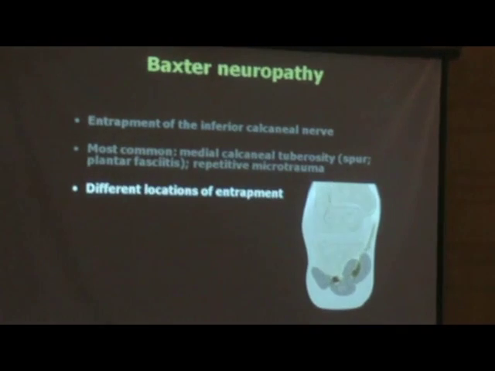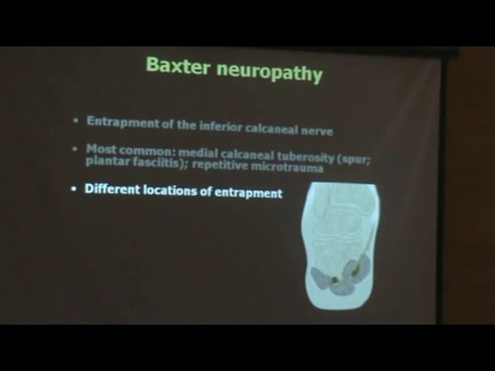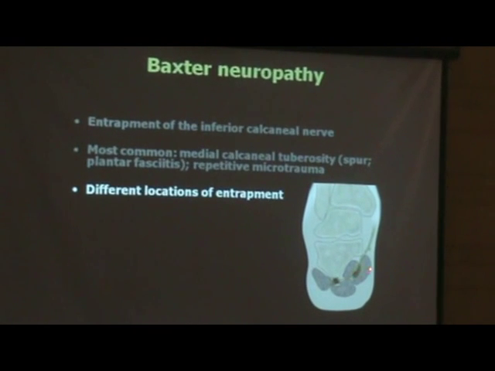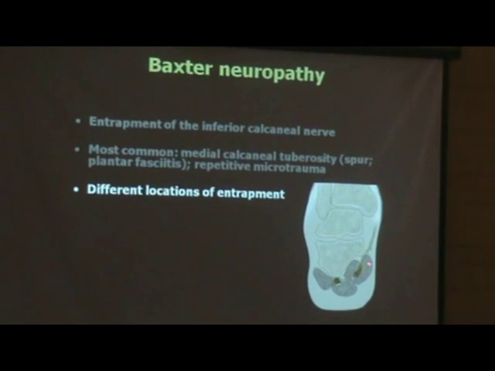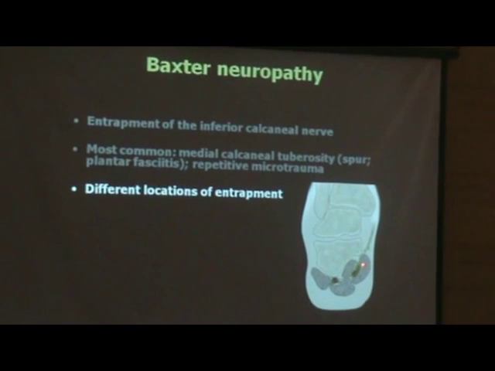And we have different locations of entrapment. Remember, I told you this is the course of the inferior calcaneal nerve. This is the first site of entrapment, between the quadratus plantae muscle and the abductor hallucis muscle. This is exactly where the nerve changes its course from a vertical to a horizontally oriented course, and this is a very common site of entrapment because of that change.